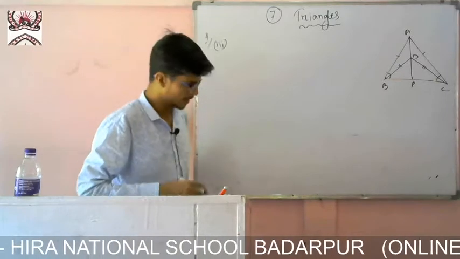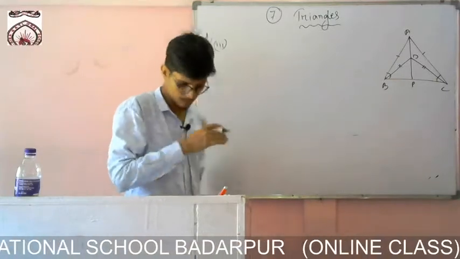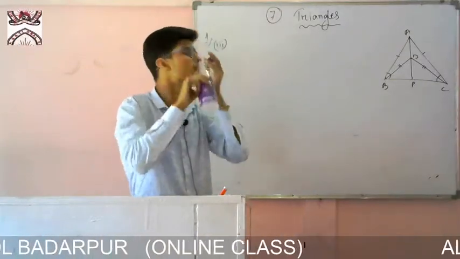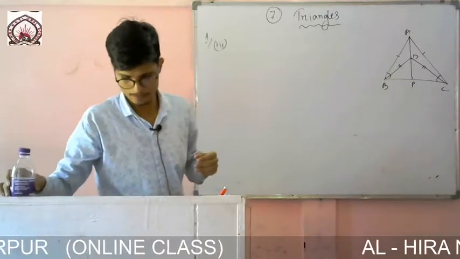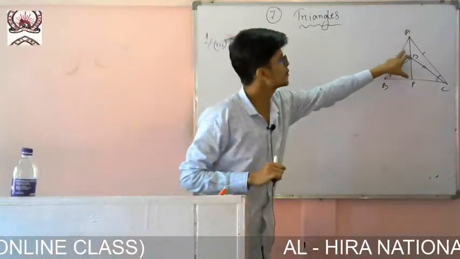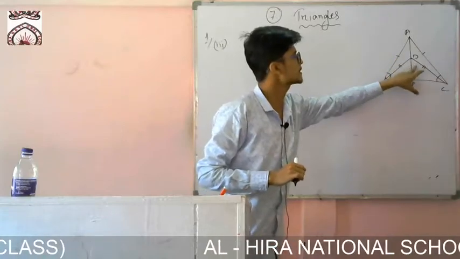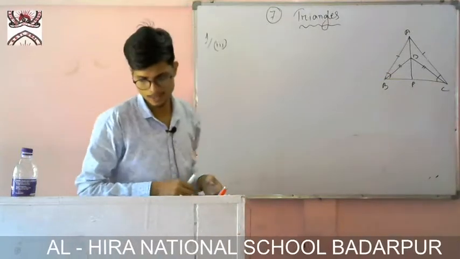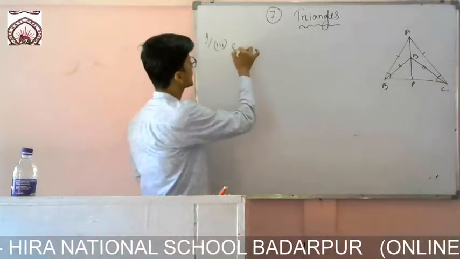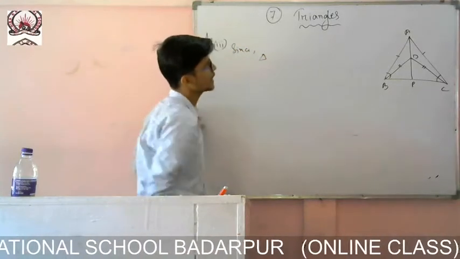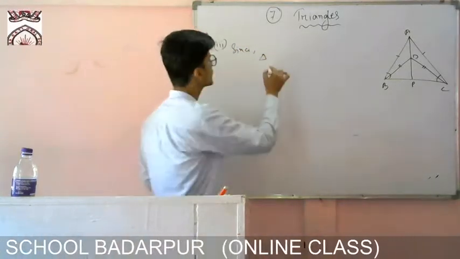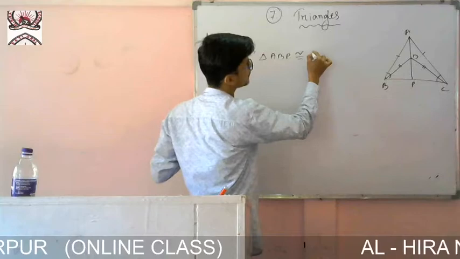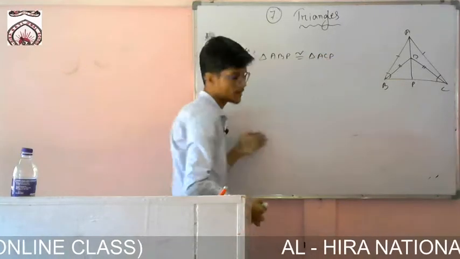So you see here, if I can prove that this angle is equal to that one, and this angle is also equal to that one, then I can say that this line AP bisects these two angles equally. Earlier I have proved just now that triangle ABP is congruent to triangle ACP.